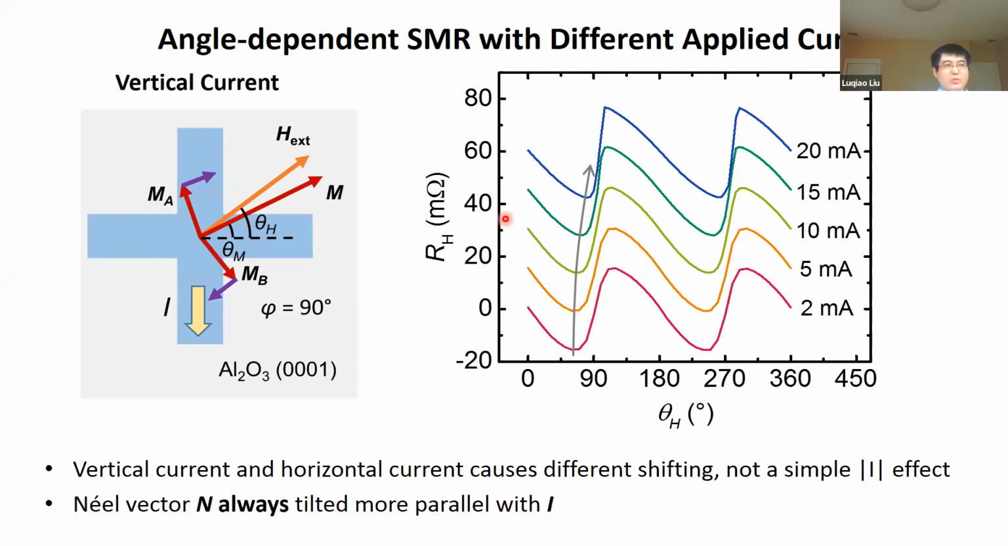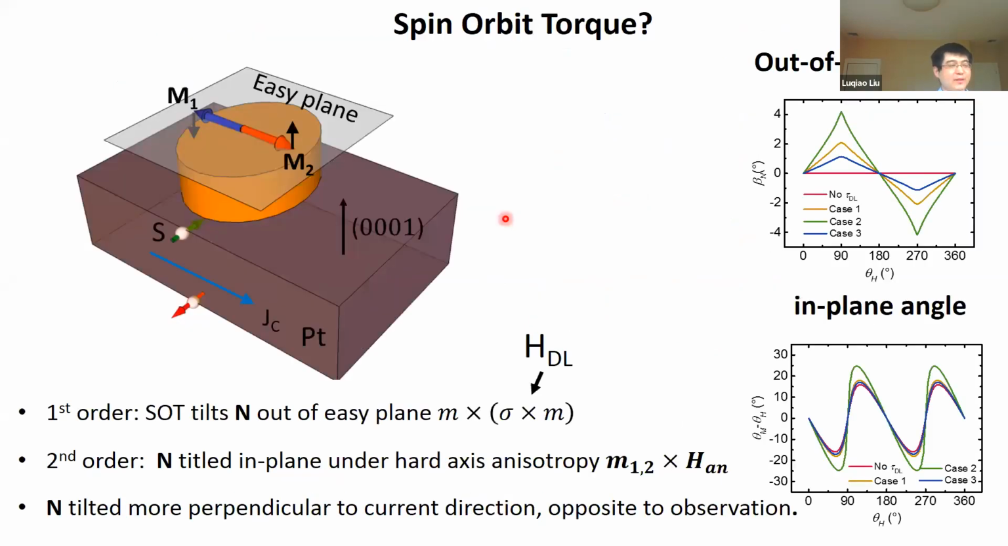Now the question is, what causes this magnetic moment tilting? What's the exact mechanism? Of course, the first consideration is spin-orbit torque. Can it be from the spin-orbit torque? Here we need to give it some more careful consideration, because it's not that straightforward to figure out how a spin-orbit torque can tilt the magnetic moment within the easy plane.